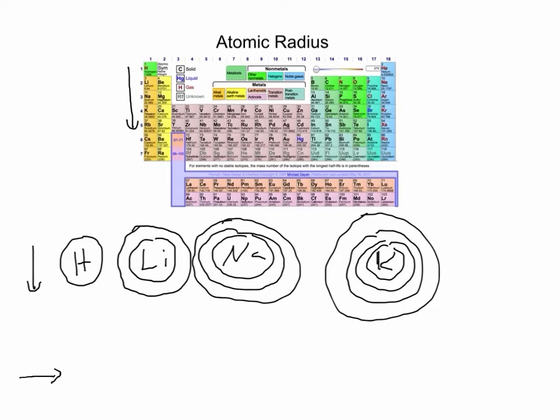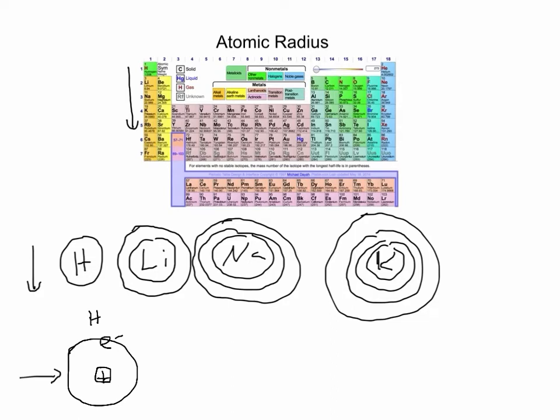When we go left to right, let's look at, again, hydrogen. So hydrogen has 1 proton in the middle in its nucleus, positive charge, and around it, it has 1 electron. So it's 1 proton, 1 electron, and this is hydrogen.